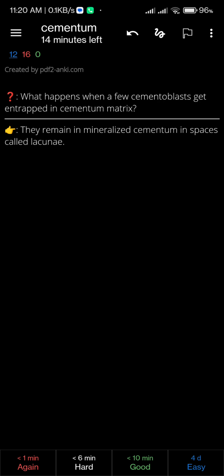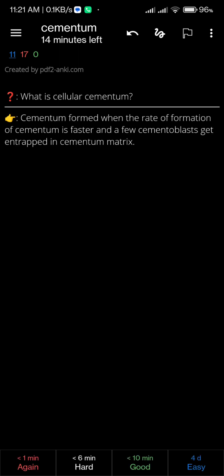What happens when a few cementoblasts get entrapped in the cementum matrix? They remain entrapped in the mineralized cementum in spaces called lacunae.